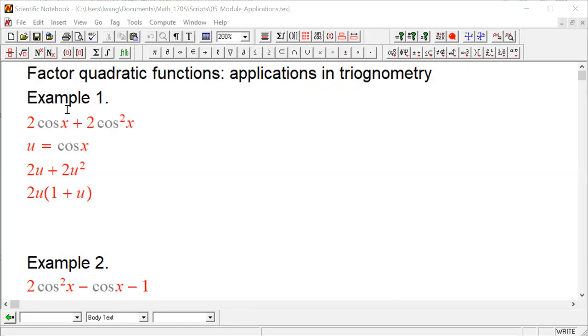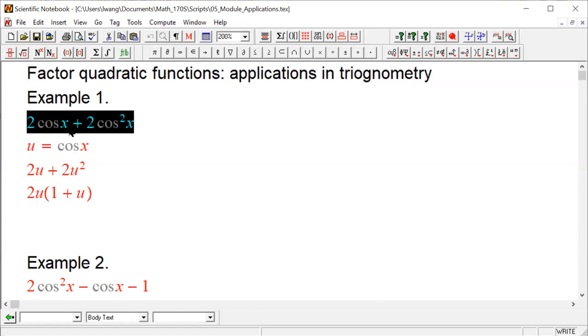Hello, in this episode, we're going to talk about factoring quadratic functions and its applications in trigonometry. So we have done the factorings of quadratic functions, and let's look at this function we have here, 2 times cosine x + 2 times cosine x squared.